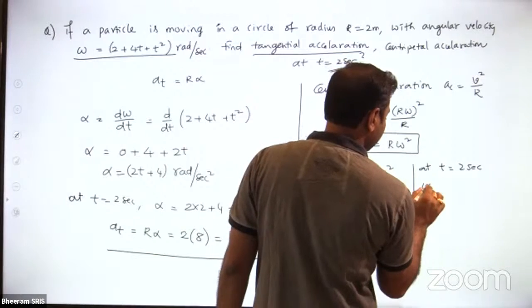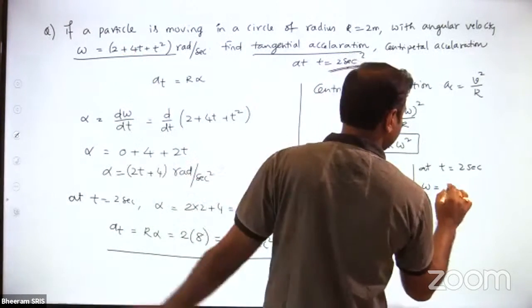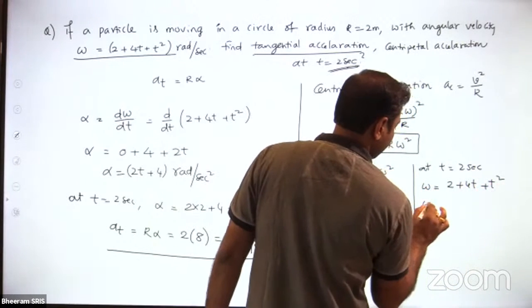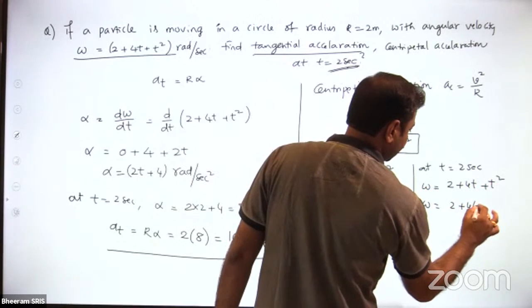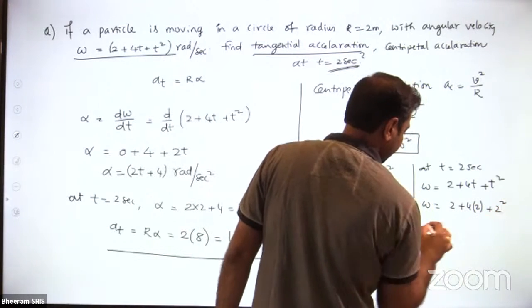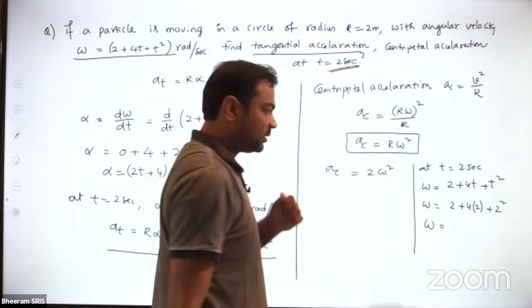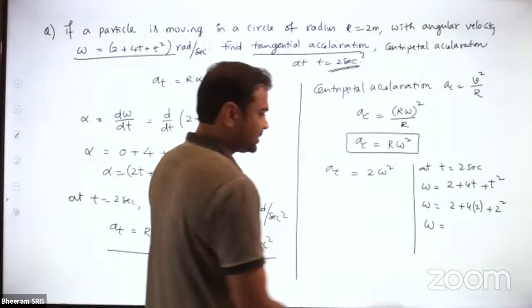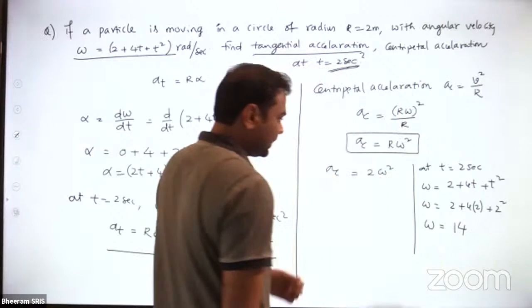What is the omega value I can write down? Omega I can write down as 2 plus 4t plus t square. That is the expression I have been given. So omega is equal to 2 plus 4 into 2 plus 2 square. So what does the omega value go to? Omega value goes to 2 plus 8, 10, 10 plus 4, 14. Omega value is 14.